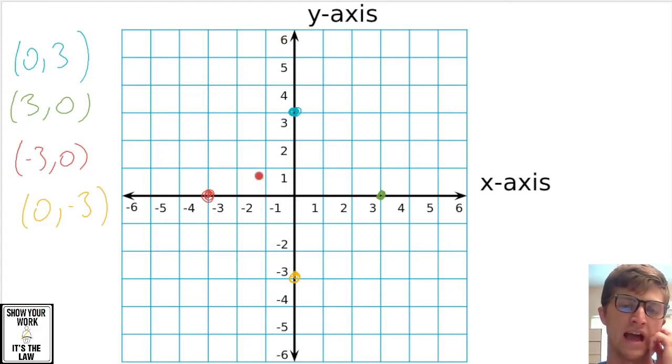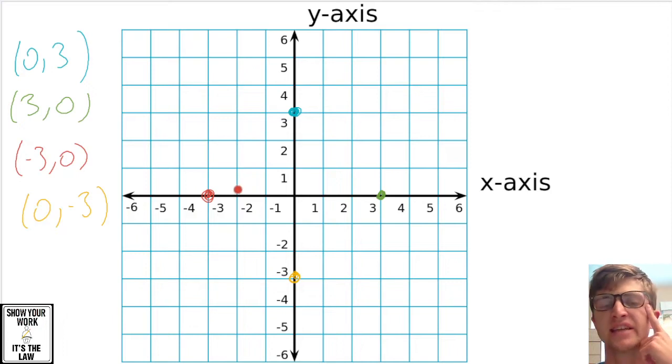Axes is the plural of axis. It's not axes. It's axes. I just did it wrong. Wait, did I? Axes. Axes is the plural.